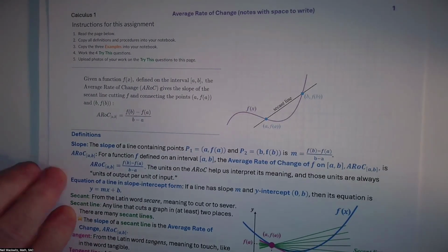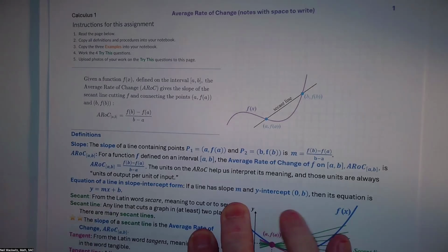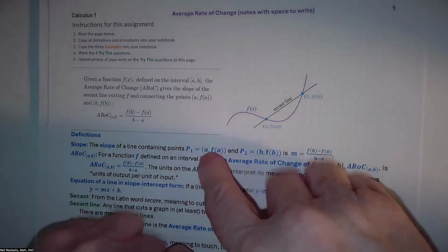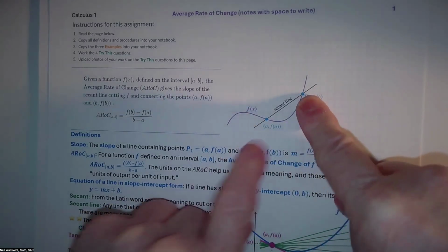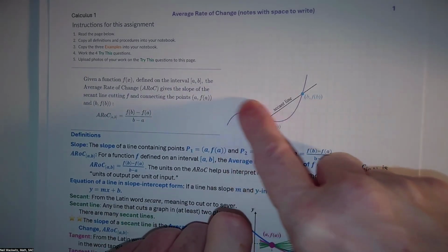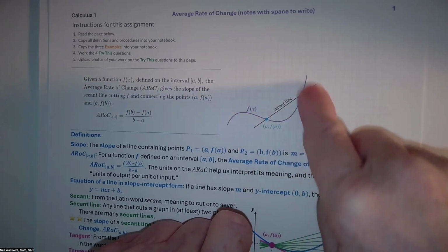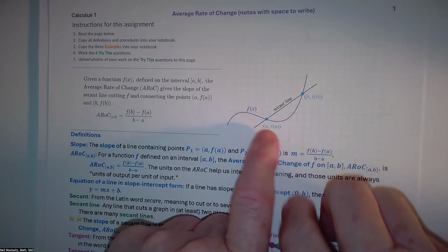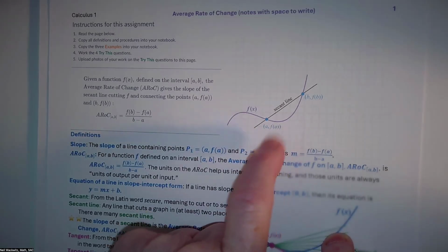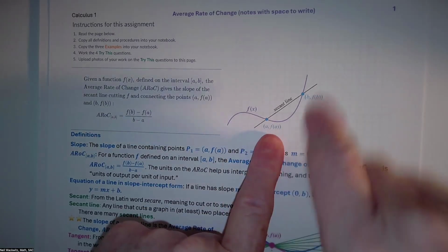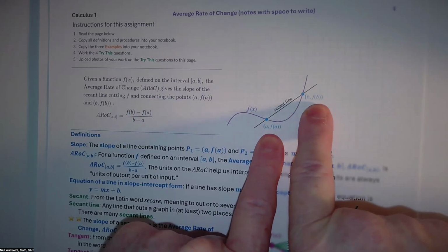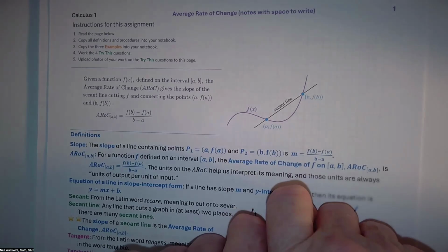Let's look at this average rate of change. An average rate of change takes 2 points on any function. So here we've got f of x, and we've got points a comma f of a. f of a is what we get when we plug a into our function, and we have b comma f of b. f of b is what we get when we plug b into our function.